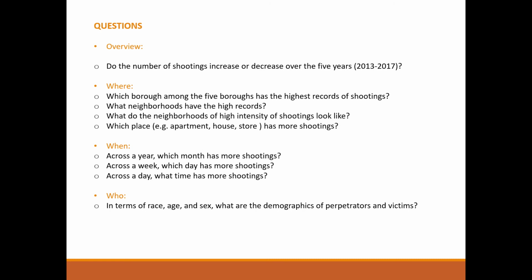While doing the data visualization, I asked 4 categories of questions. The first is overview: do the number of shootings increase or decrease over the 5 years? The second is about where. Which borough among the 5 boroughs has the highest records of shootings? What neighborhoods have the highest records? What do the neighborhoods of high intensity of shootings look like? Which place has more shootings: apartment, house, or store?